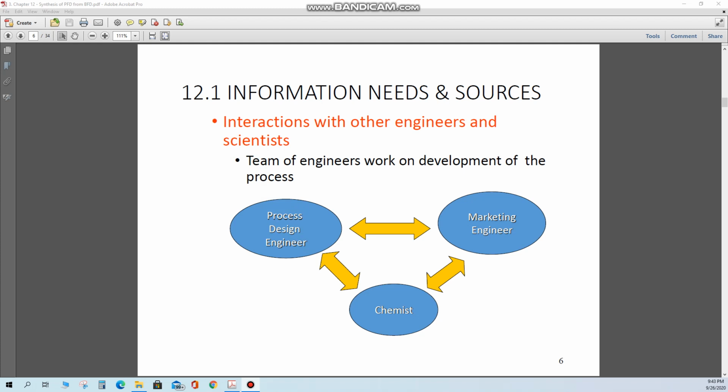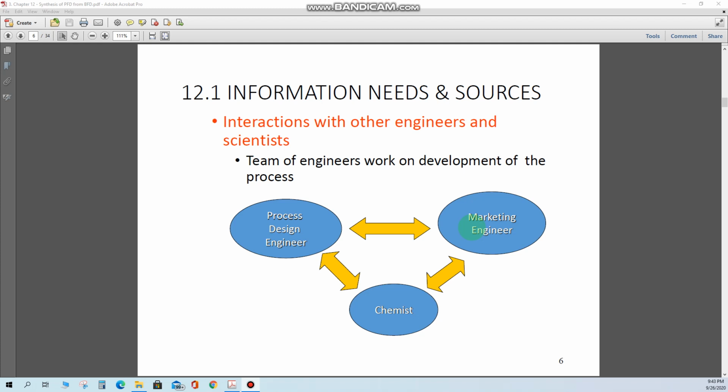Now let us see the role of the marketing engineer. So what is the role of the marketing engineer? He has to find the customers that are willing to buy the product from any process, and he has to identify what the market demand is and what the product specification requirements in the market are.